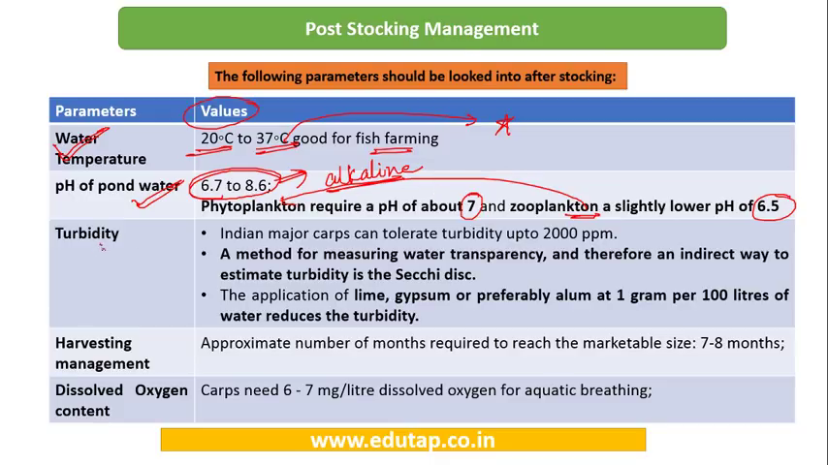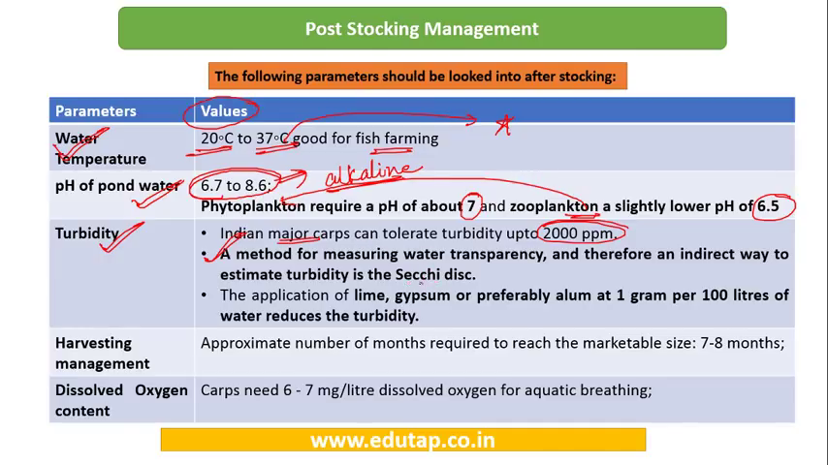Okay, now comes turbidity. Turbidity is because of the dissolved and suspended dirt and other particles in the pond water, right? Now, first point, what is the tolerance level when it comes to turbidity? In the Indian context, the Indian major carps can tolerate a turbidity of up to 2000 parts per million.